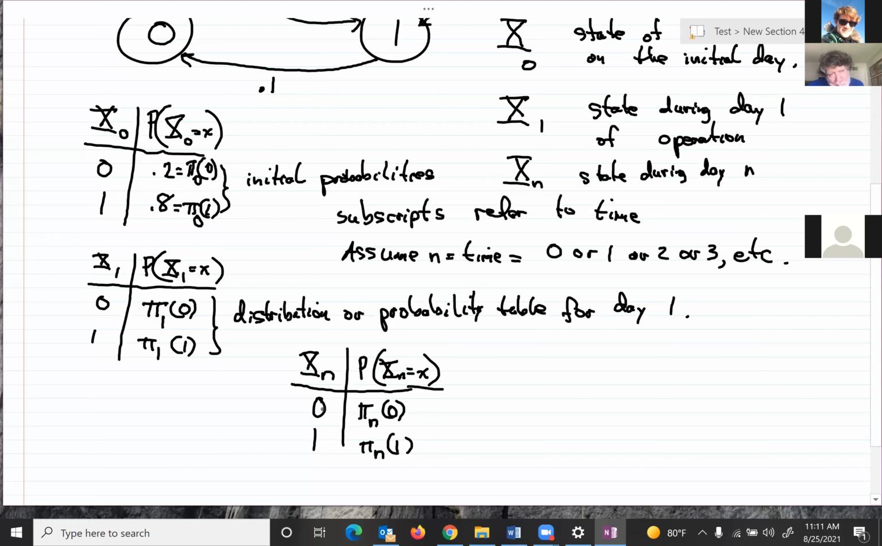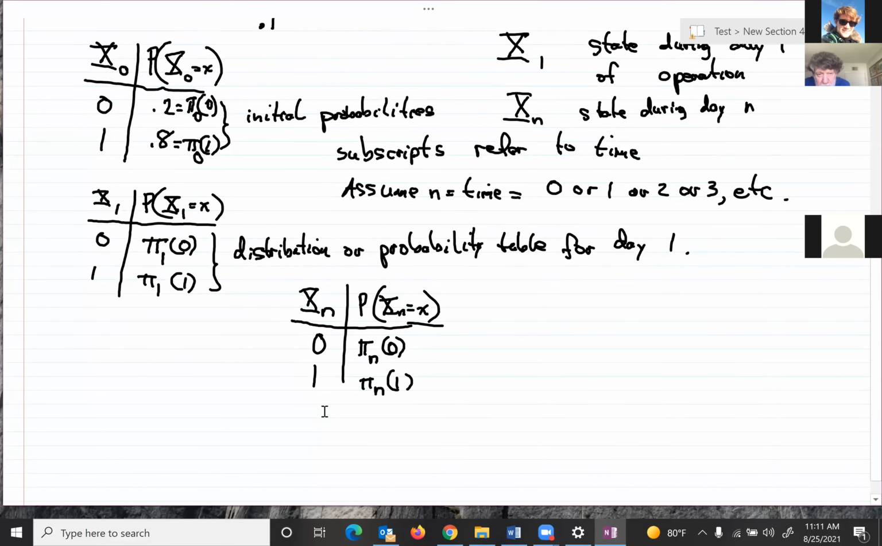Okay, so the tables are very simple. And because they're a probability table, we know this column with probabilities adds up to 1. So we know that whatever pi n at 0 is, if you add it to pi n at 1, you get 1. Because the machine's either broken or working. Those are the only 2 possibilities in this game. Okay.